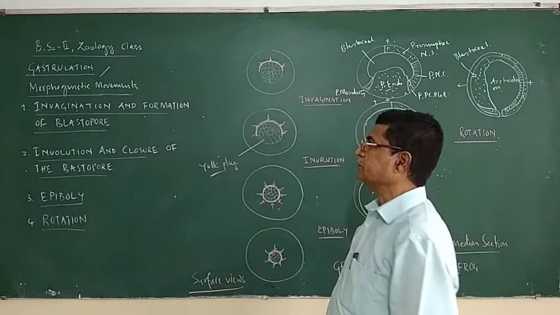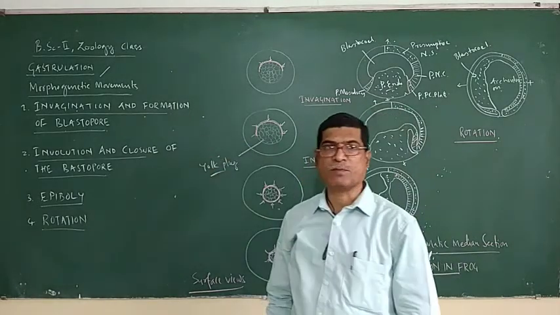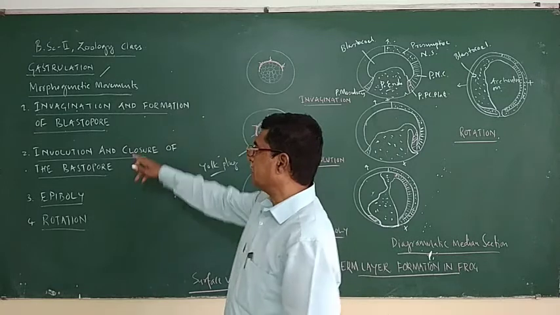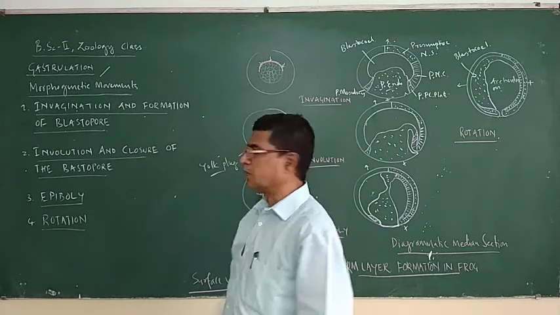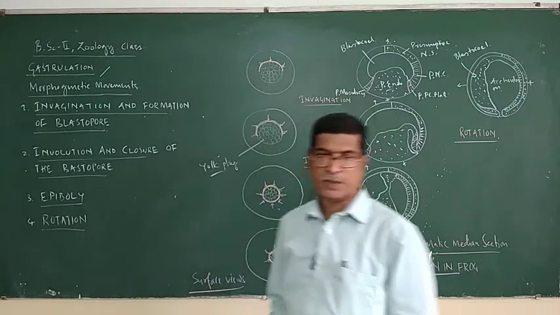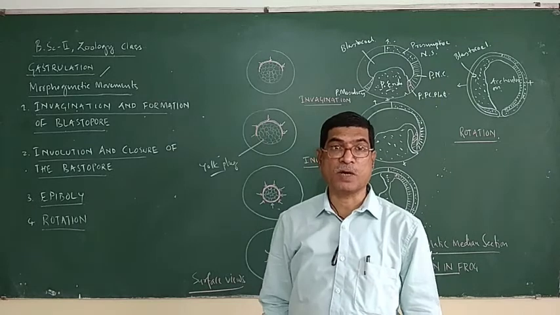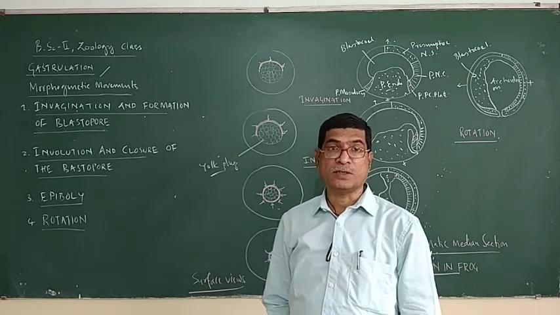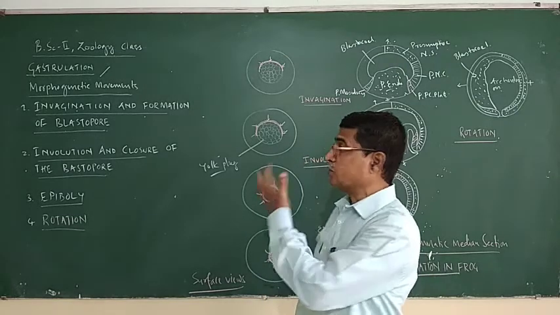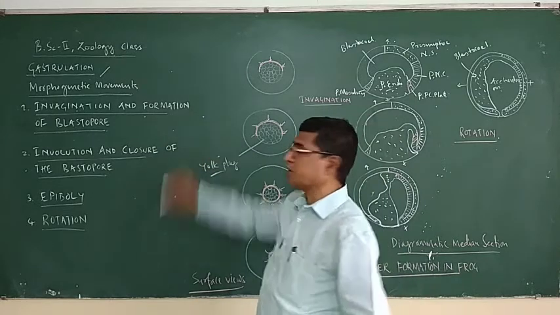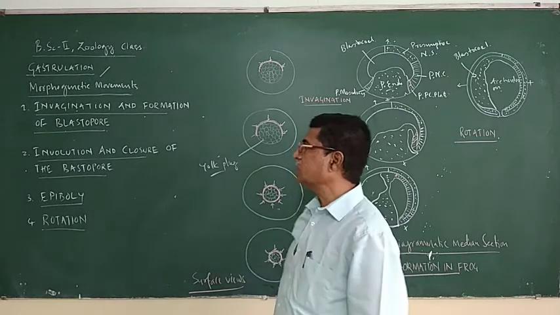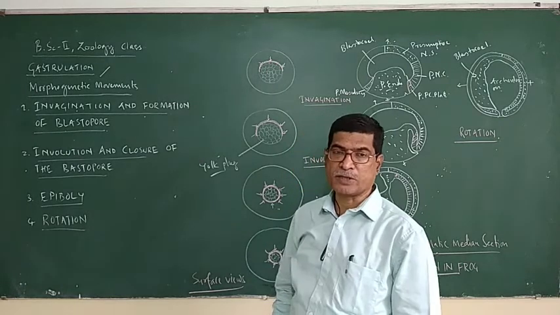So during gastrulation, four different morphogenetic movements occur. The first one is invagination and formation of blastopore. Second one is involution and closure of the blastopore. Third one is epiboly. And fourth one is rotation. So these are the four different types of morphogenetic movements that occur during the conversion of blastula into gastrula. So the first morphogenetic movement, invagination and formation of blastopore, is completed.